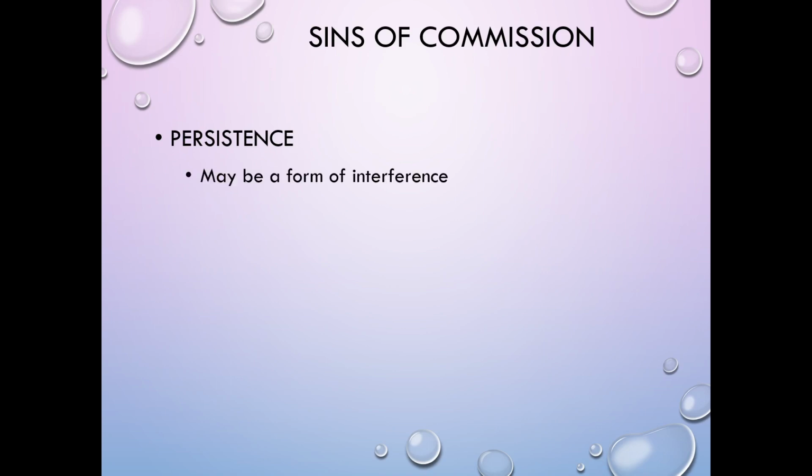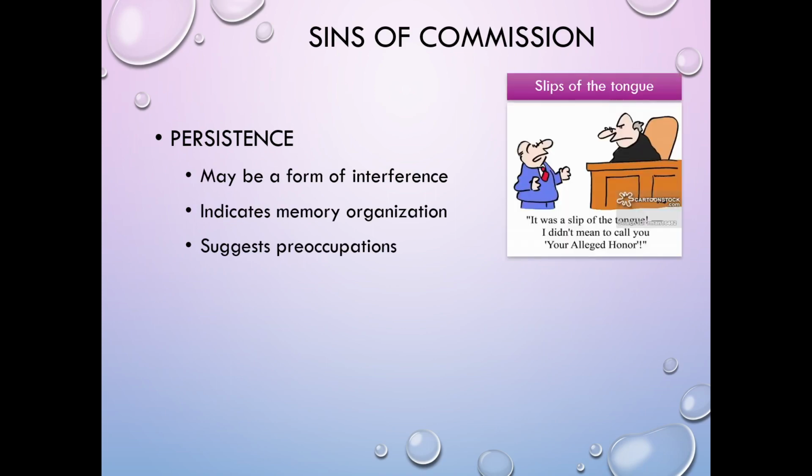Another sin of commission is persistence, which may be a form of interference, but it really gives us a lot of insight into how people organize their memories. Persistence suggests the kinds of preoccupations we're carrying around with us, the kinds of things that we're thinking about or are worried about, things like that. So Freud called these Freudian slips, but slips of the tongue, the lawyer is saying, it was a slip of the tongue. I didn't mean to call you your alleged honor.